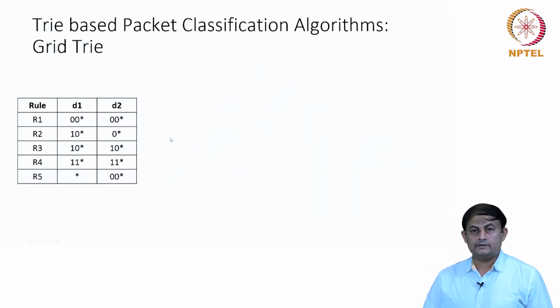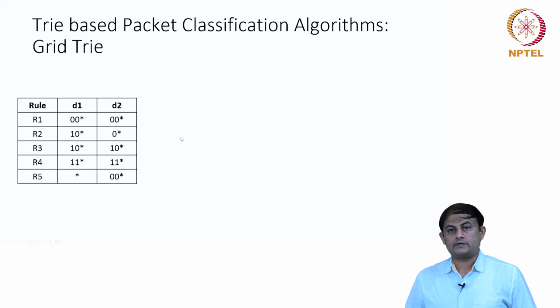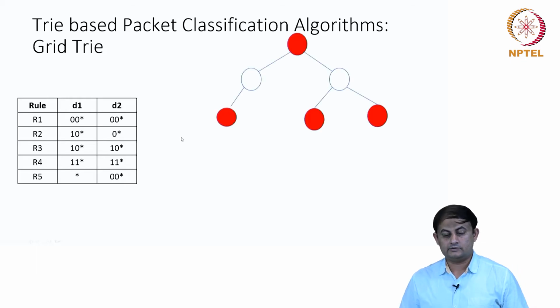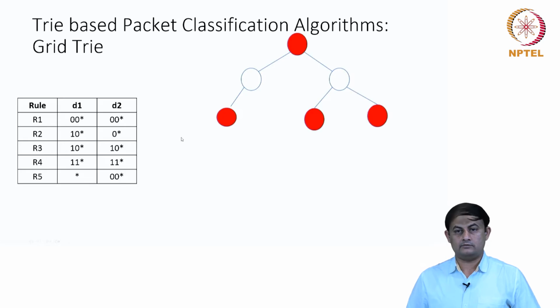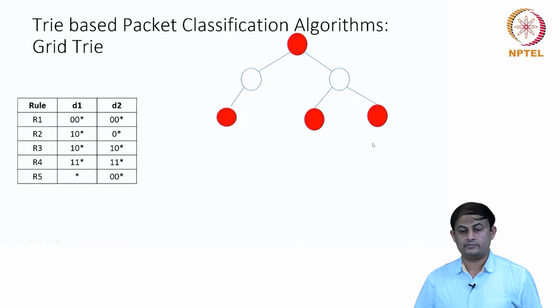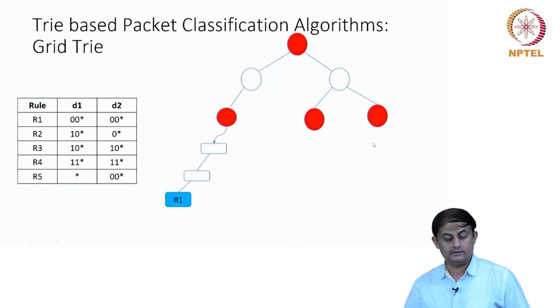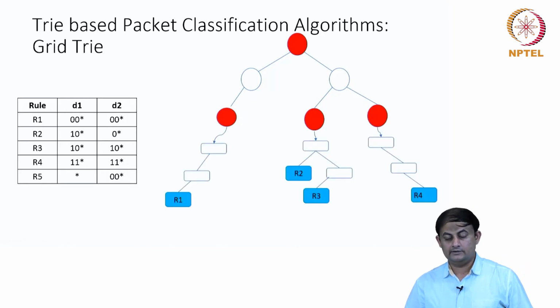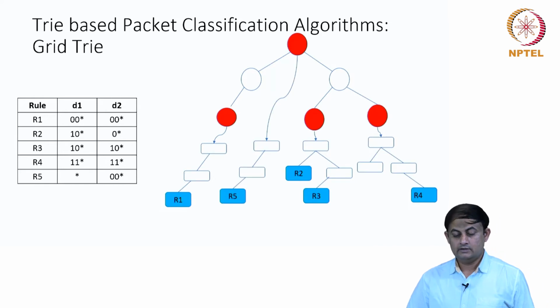So if you convert this into the grid trie, how will the trie structure look? As usual, the first level nodes are there for the dimension D1, and these are the 4 nodes which are highlighted corresponding to each of the unique prefixes in the dimension D1, and I add the nodes for the second level as well. So this is how the trie structure looks.